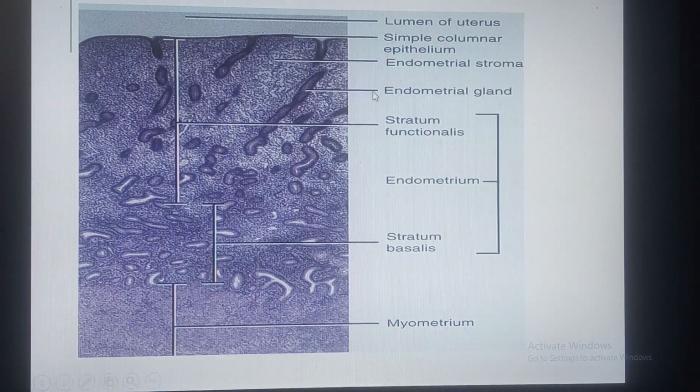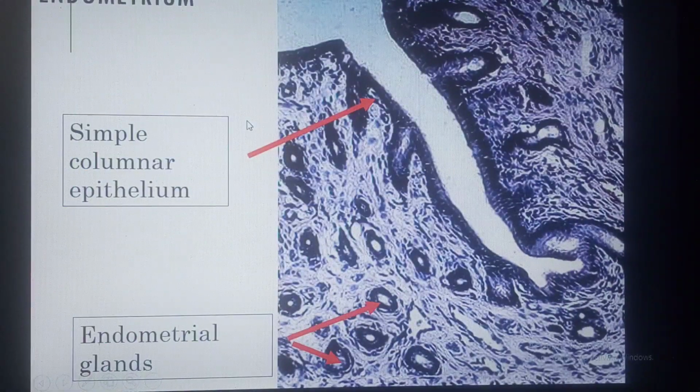Now, if you look at the functional layer, the superficial portion is known as stratum compactum, the compact layer, and beneath it the deeper layer of the functional layer will be the stratum spongiosum. But remember, both of them will be shed during menstrual flow of blood. So there we are. As I said, this is simple columnar epithelial tissue, and these represent the endometrial glands in there. All right.